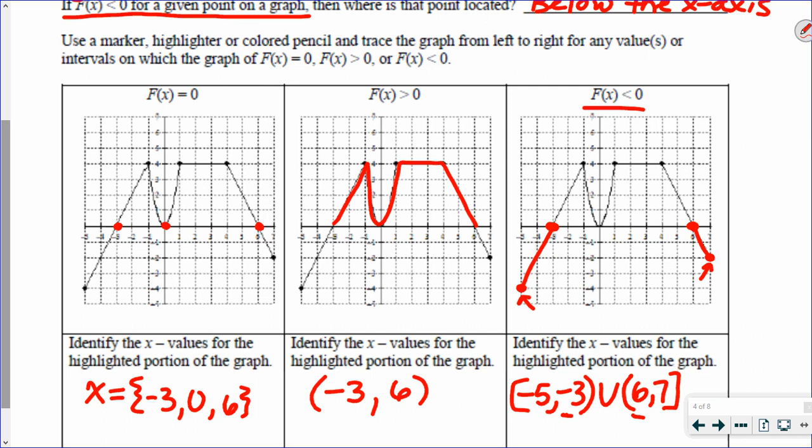Now, you guys, that might change if your inequality changes. If this was f of x is greater than or equal to 0, then I would have used brackets here. Same thing here. If it was f of x is less than or equal to 0, then I would have used a bracket on the -3 and the 6. Okay, so pay attention to your inequality sign.